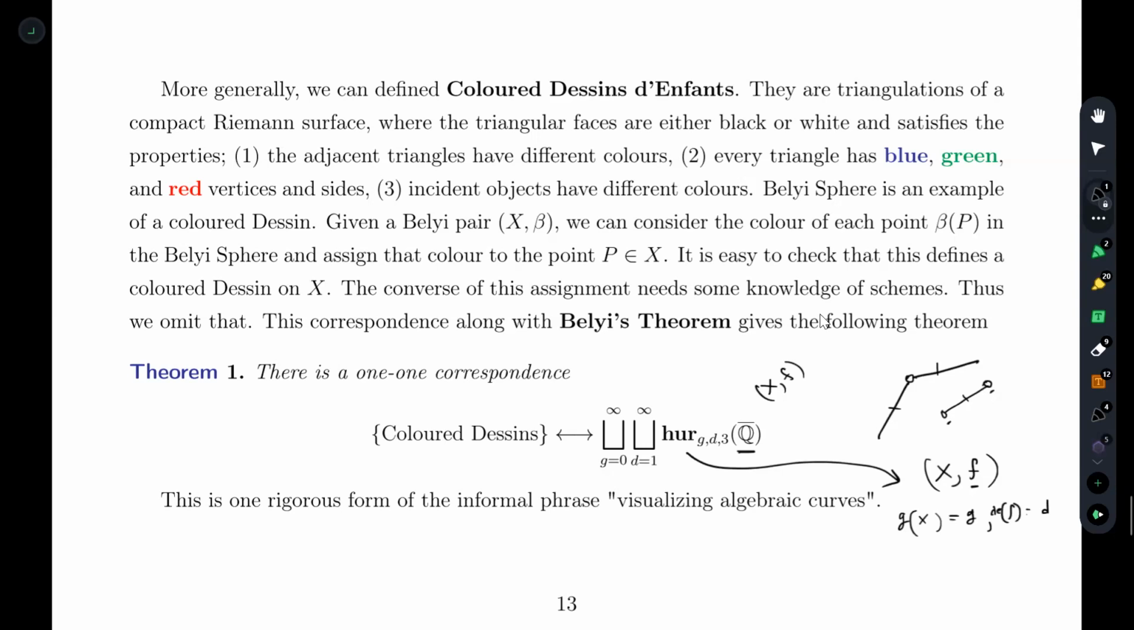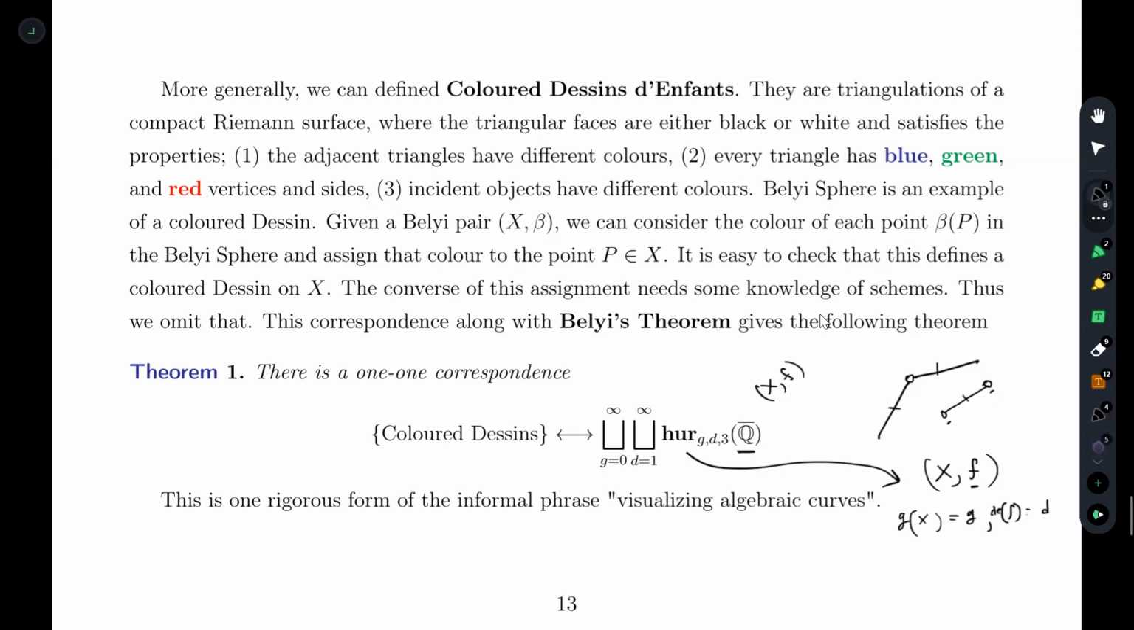Yeah. I think it would be nice to write down the functions from P1 to P1. These are just rational functions with 3 critical points. That can be done, and maybe some more examples are given in that book, Introduction to Riemann Surfaces and Dessins d'Enfants.